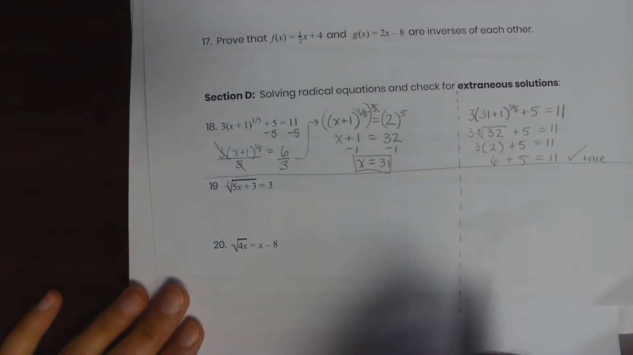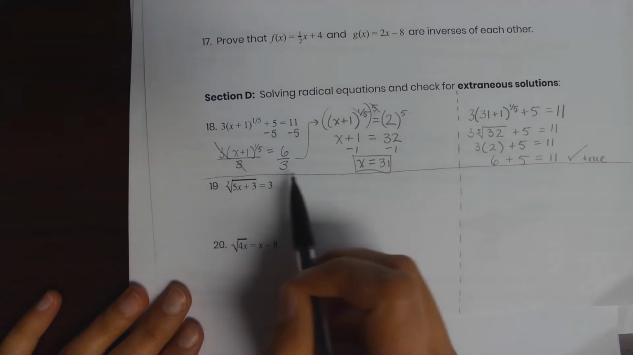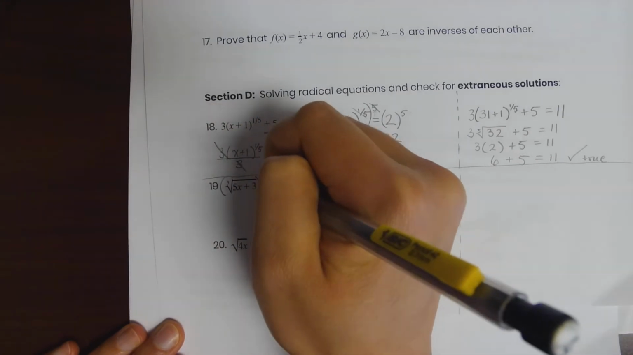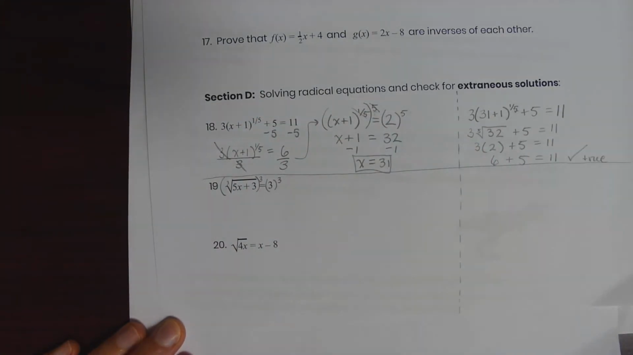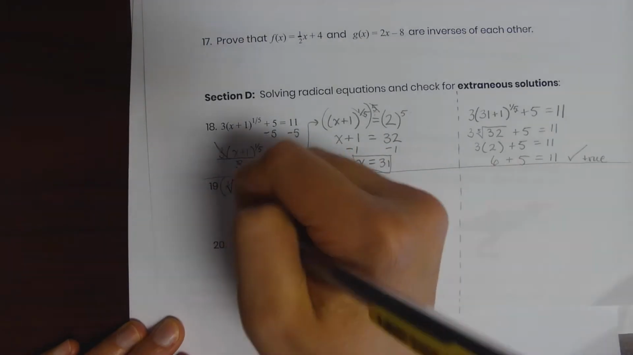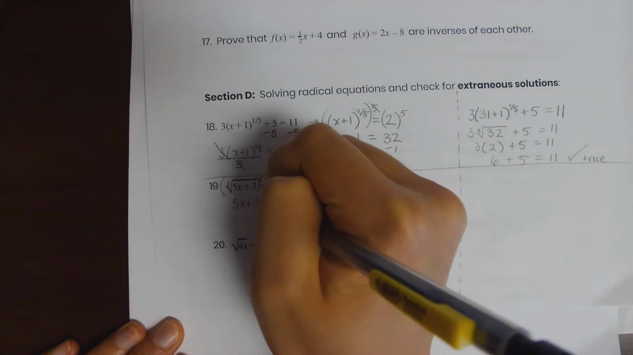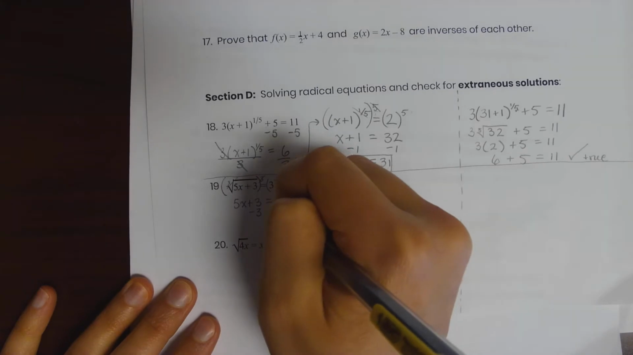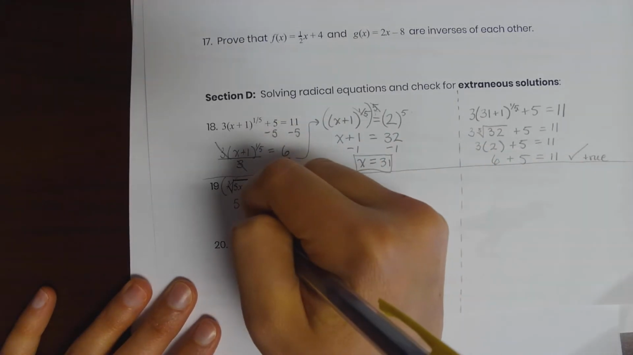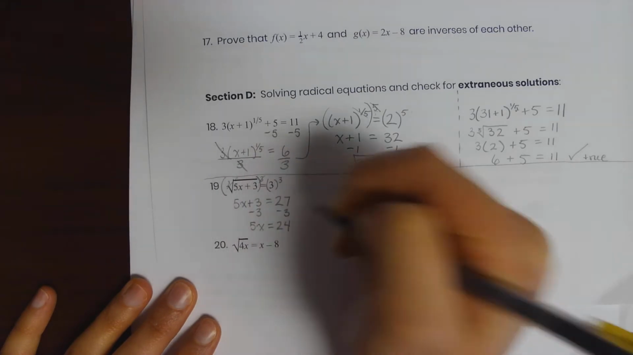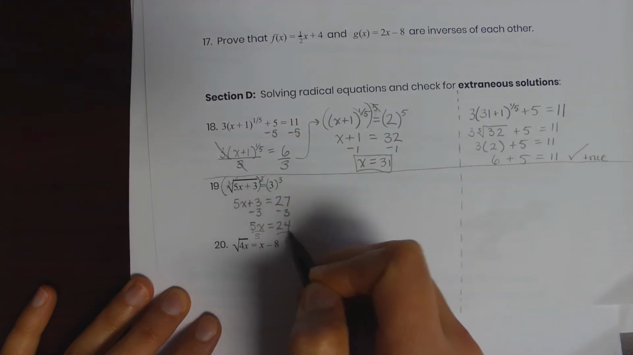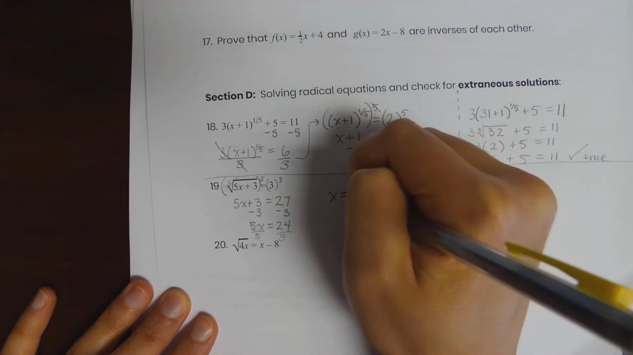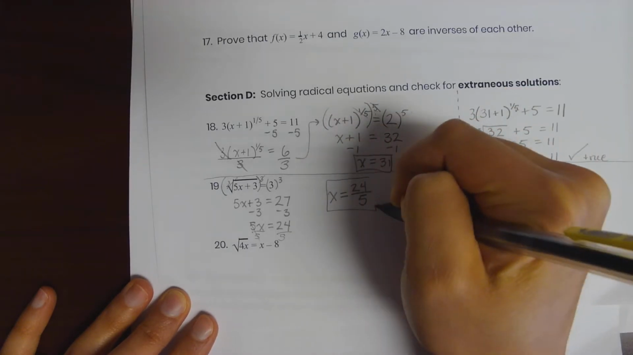Next one. So we don't have anything adding on the outside of this radical or multiplying in the front, so we can first just get rid of the radical by raising it to the 3rd power. So raising it to the 3rd power cancels out the radical. I'm left with 5x plus 3 equals 27. Now I'm going to subtract 3 on both sides, and this will be 5x equals 24. And then we divide by 5 on both sides. Oh no, not a fraction. Yes, a fraction is our answer.